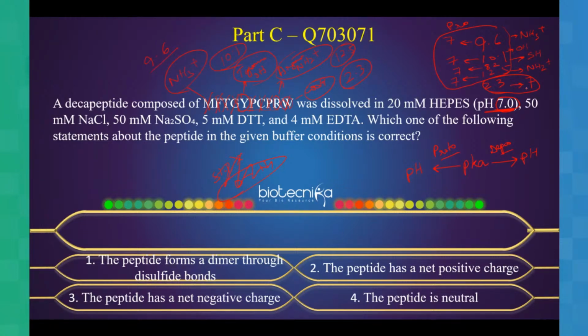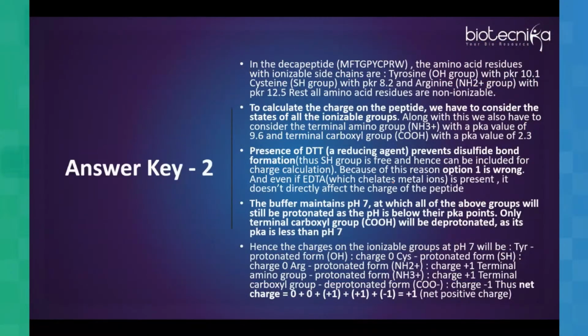Okay, whereas deprotonated, the carboxyl will be deprotonated. For this, the form is CO minus. Okay, so CO minus carries a charge of -1. Okay, and NH2 plus carries a charge of +1. NH3 plus also carries charge of +1. OH carries a charge of 0 and SH also carries a charge of 0. Okay, so +1 -1 got cancelled, you're left with +1. That means the peptide has a net positive charge. Option 2 is the right option.